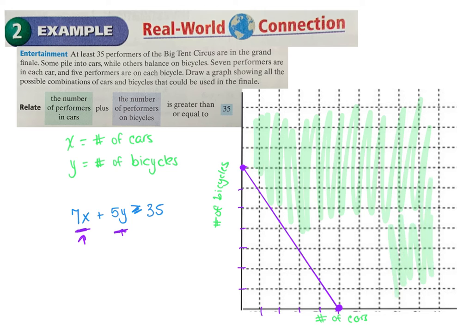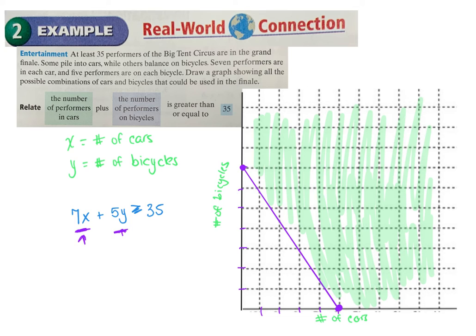So even though this is a coordinate plane, we can't have an infinite number of people performing, right? I mean, that just doesn't make sense. But for the sake of this graph, that represents all your combination of performers. This line represents the bare minimum, all right? And so if you go below this line, you have not met the qualifications of at least 35 performers.